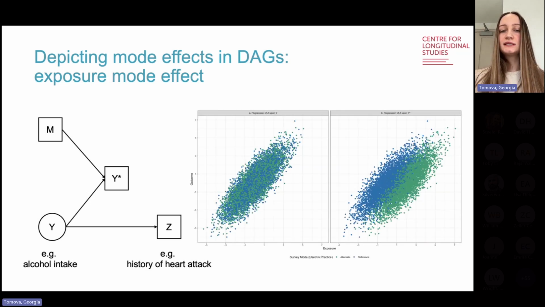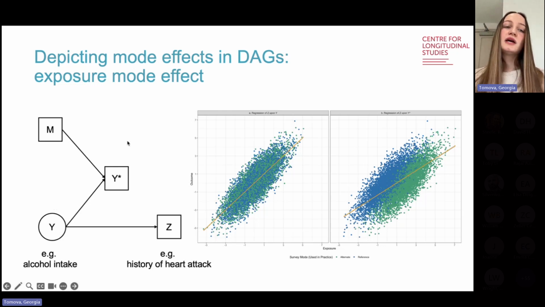Now here, if we're to consider the same sort of comparison and look at the regression lines, we would see that before we do any adjustments, so just the relationships between the effect of Y and Z, the regression lines look slightly different.